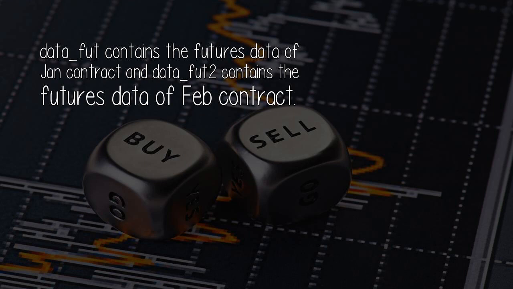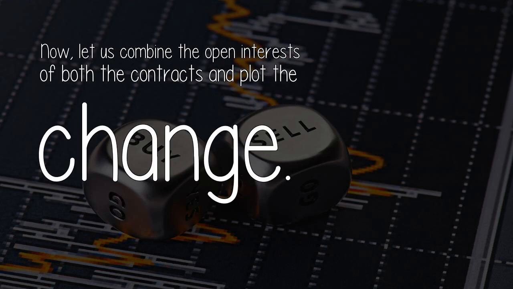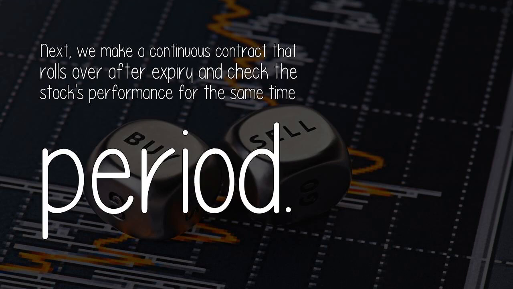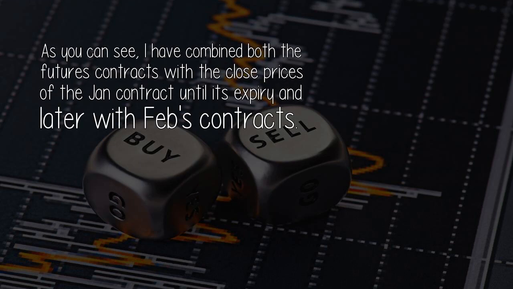Data_food contains the futures data of the Jan contract and data_food2 contains the futures data of the February contract. Now, let us combine the open interests of both the contracts and plot the change. Plot the data. Next, we make a continuous contract that rolls over after expiry and check the stock's performance for the same time period. As you can see, I have combined both the futures contracts, with the close prices of the Jan contract until its expiry and later with February's contract.